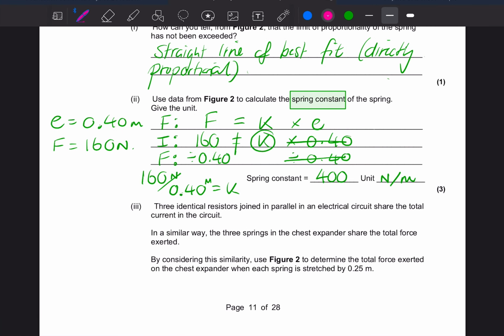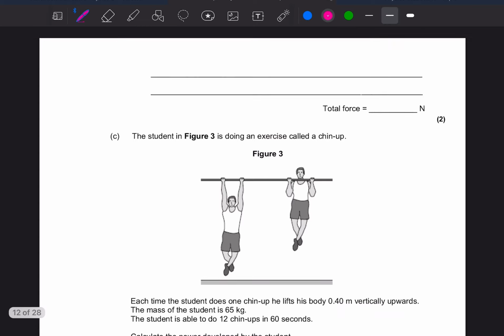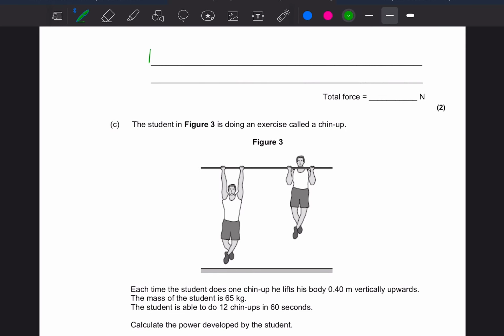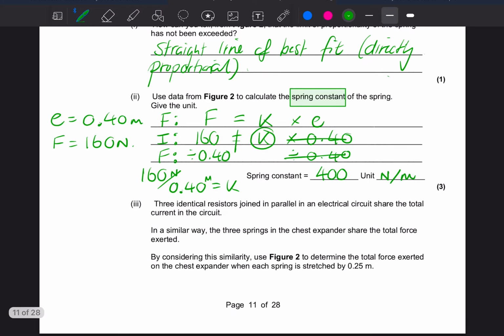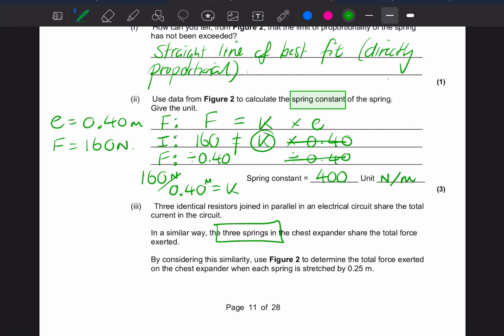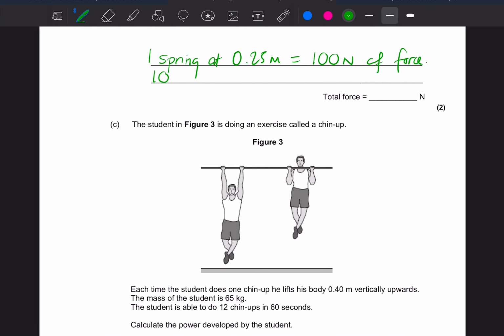Okay, so one spring at 0.25 meters requires 100 newtons of force. The question, though, said that we had 3 springs. So we just do 100 times 3, which is going to give us 300 newtons of total force required. 300 newtons.